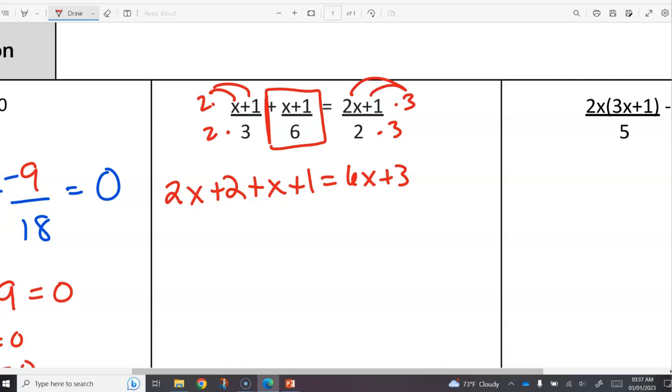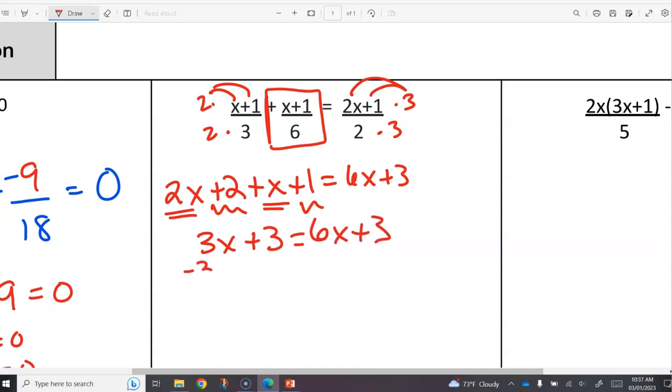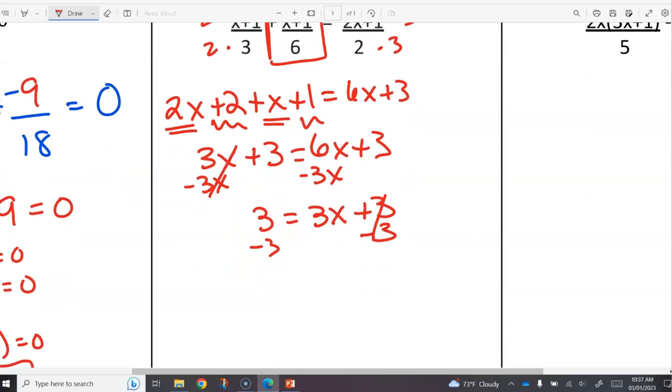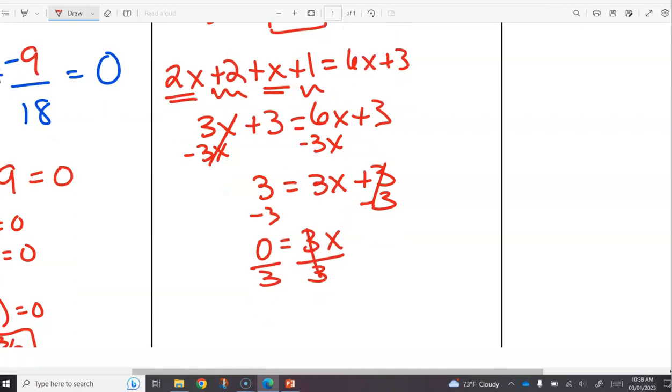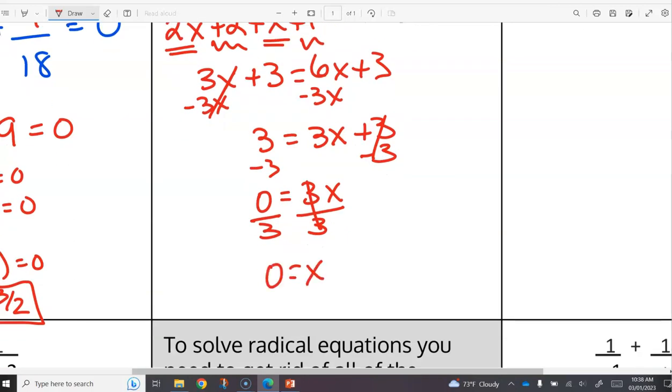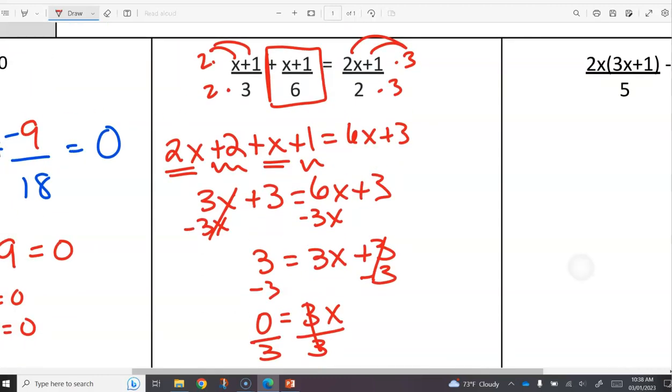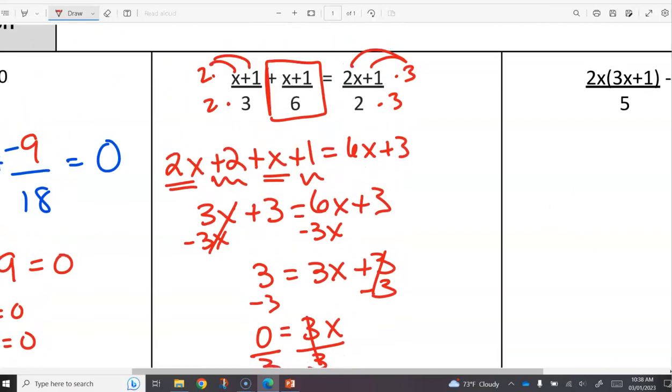Save some space. Okay. Now we're going to combine like terms. Look over here. 2x plus x, 2 plus 1. I'm going to subtract this guy over here, subtract 3x. Lots of 3's. Subtract this 3 over here. I get 0 equals 3x. Divide by 3, what do we get? 0. Am I allowed to have x equal 0? Yes, I am. Okay.